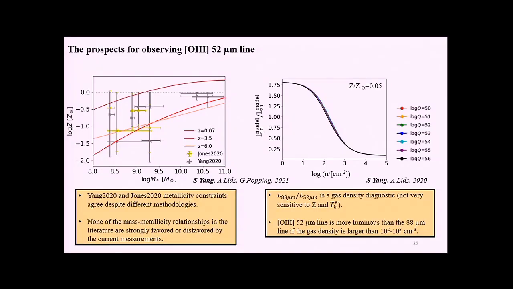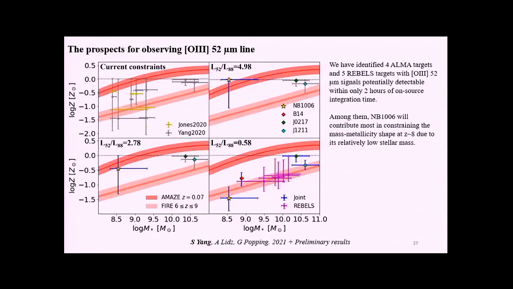If the gas density should be higher than about 100 to 1,000 per centimeter cube. So motivated by this, we have identified four ALMA targets at a redshift higher than 6, with the O III 52 micron line signal potentially detectable with only 2 hours of on-source integration time.